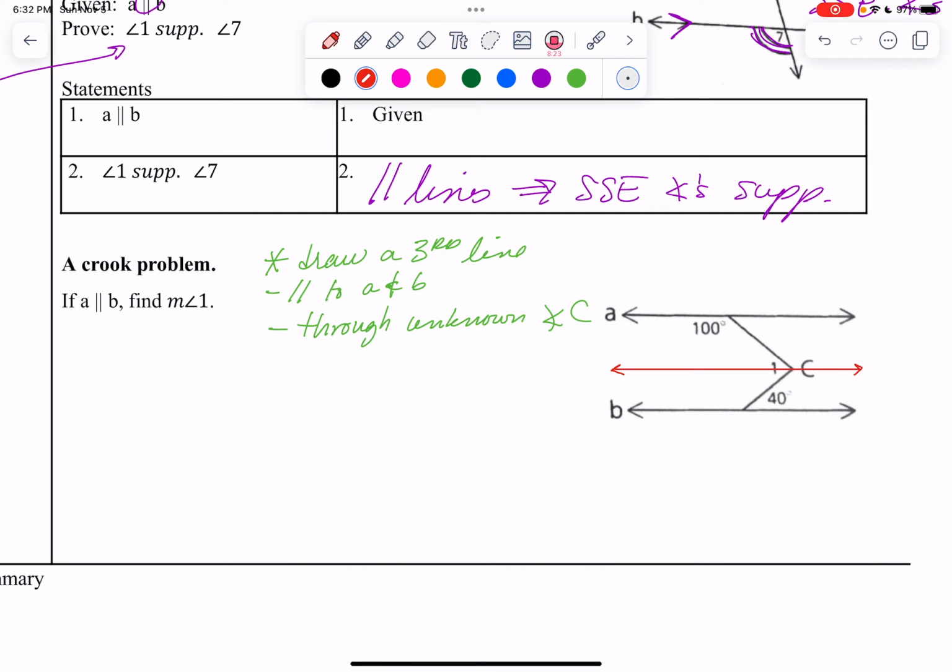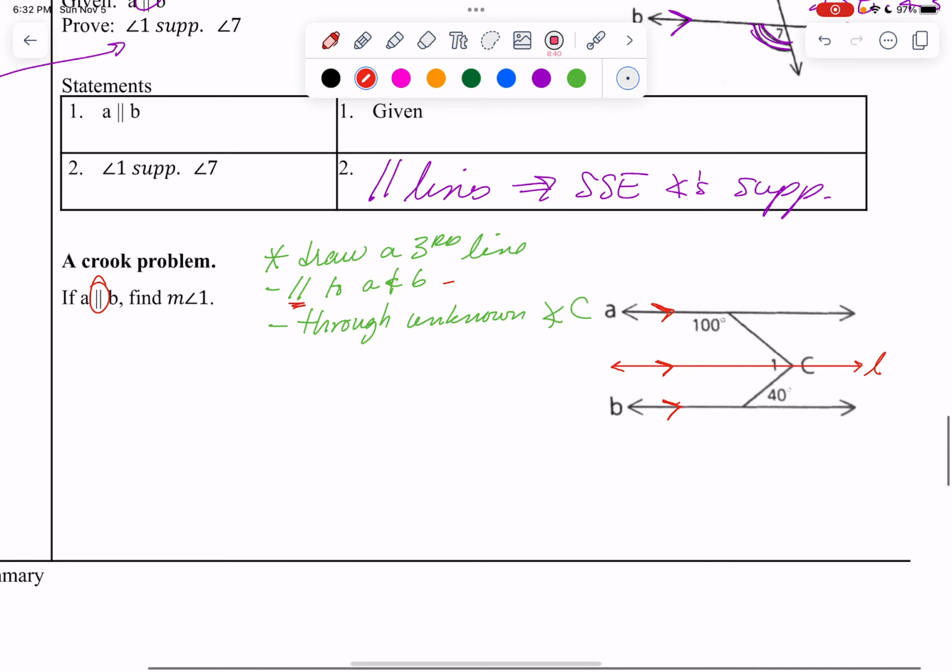And so we start with that I know those lines are parallel. So A and B are parallel. And I just drew C to be parallel to A and B. So that's my first thing. And we're going to call this line L just because. Now, we have A parallel to L, which is parallel to B. So all the way around, all of our lines are parallel.